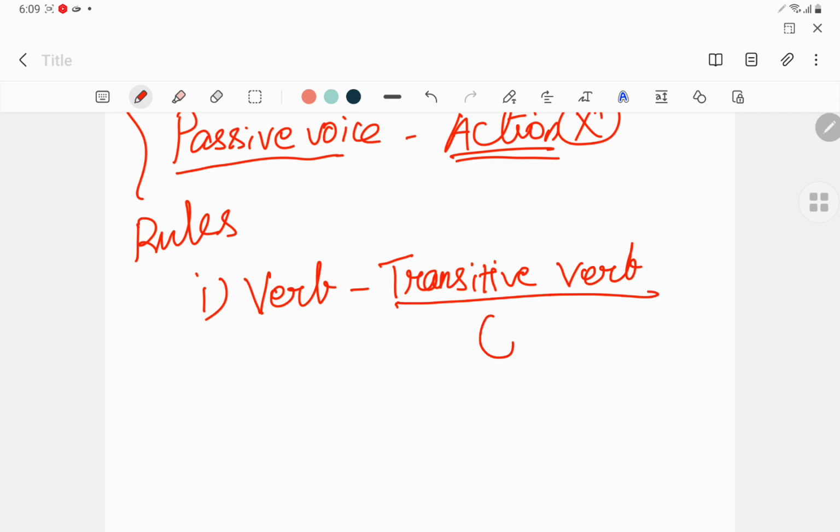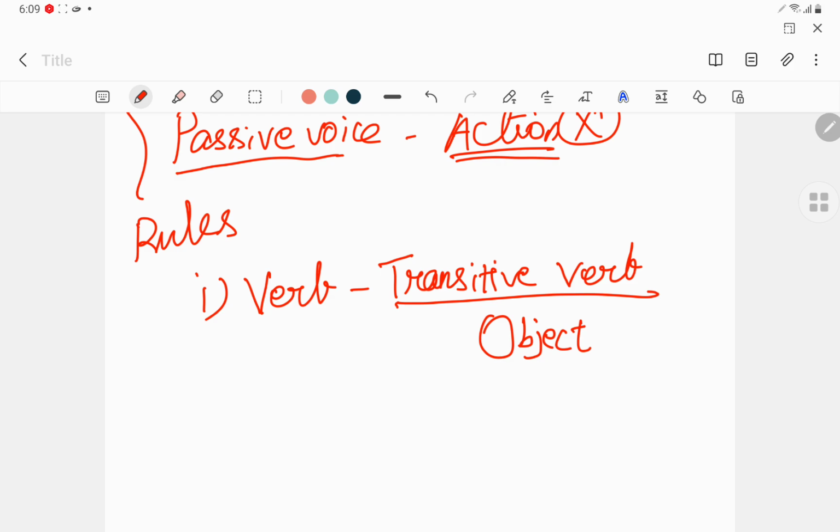Transitive verb means object. The sentence which has an object, only that sentence you can change into a passive, otherwise you can't change it. If you have any sentence without an object, that sentence you can't change into a passive.